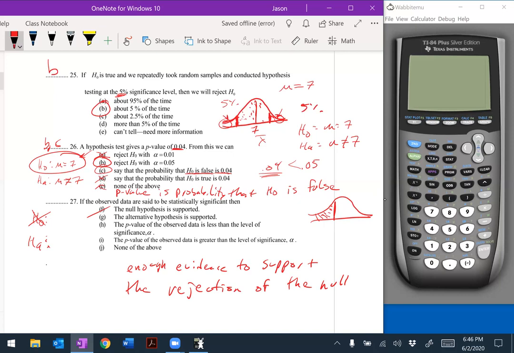If it is statistically significant, then we have enough evidence to support the rejection of the null, and so the alternative is supported. Yes. The p-value of the observed data is less than the level of significance. Yes, the p-value would have to be less than alpha in order for the null to be rejected. That is true. The p-value is greater, no, and no. So this is G and H.